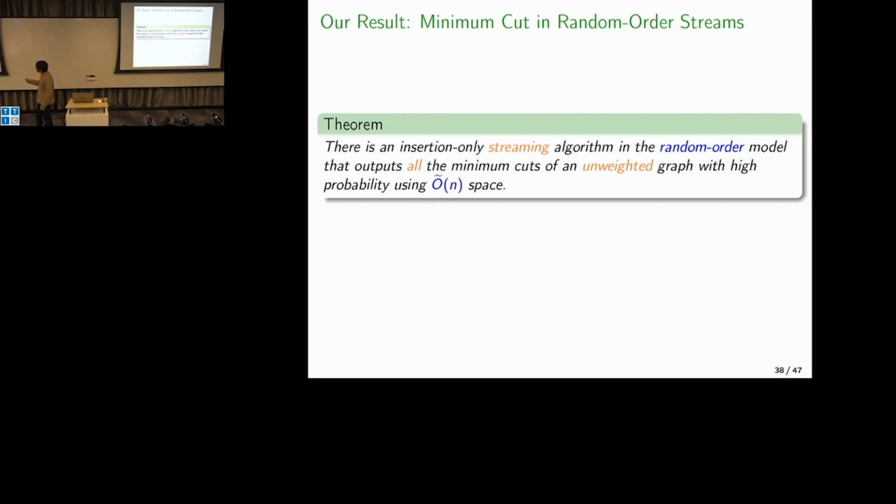So if I give you the edges in a random order, then we can output the min cut in O tilde n space, and not only output the min cut, but output all the min cuts of the graph in O tilde n space. Note that this is also a bit surprising because there can be n squared min cuts in the graph, and the space I'm using is just O tilde n. And note that this result works for unweighted graphs, it does not work for weighted graphs. Okay, so this is another strong separation between random order streams and adversarial streams.